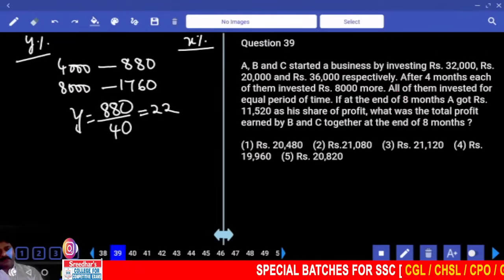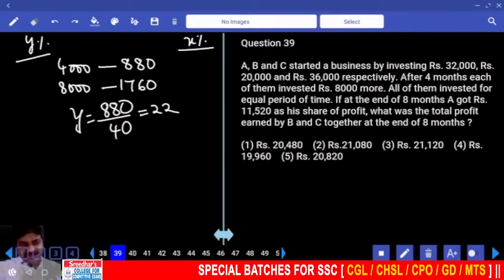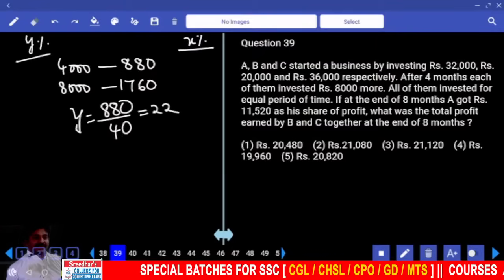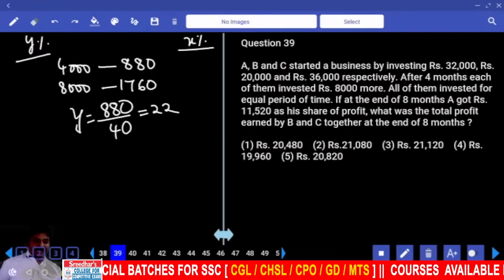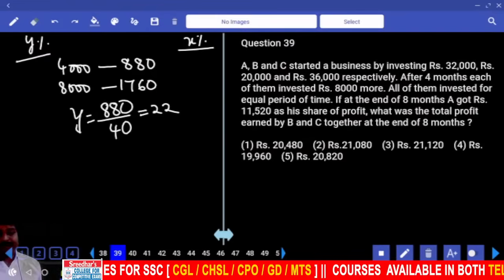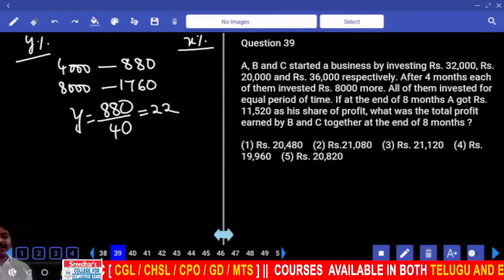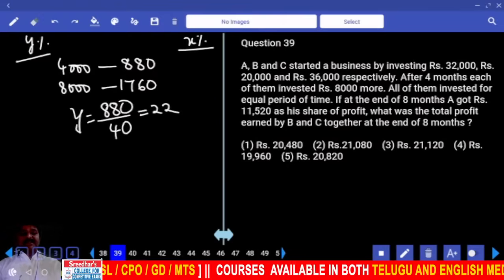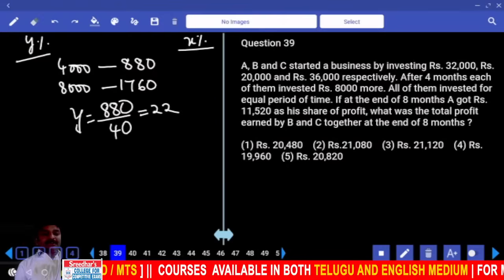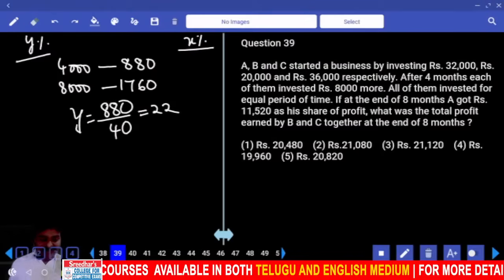A, B, C started a business by investing 32, 20, 36,000 respectively. After 4 months, each of them invested 8,000 more. All of them invested for equal period of time. If at the end of 8 months, A got 11,520 as his share of profit, what was the total profit earned by B, C together at the end of 8 months?